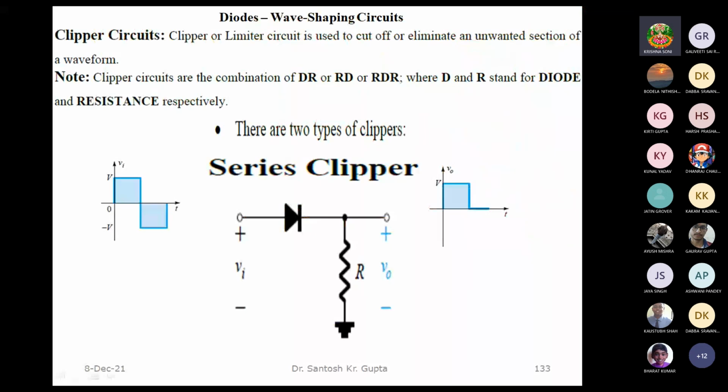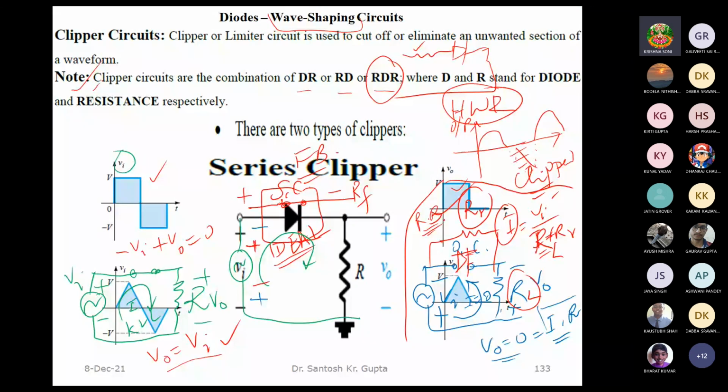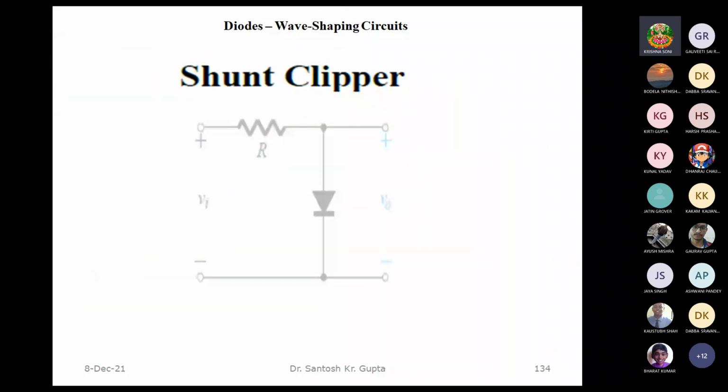So, irrespective of the kind of input signal, whether it is triangular, sawtooth, or sinusoidal, for every type of input signal, this will behave similarly. Another case could be that instead of connecting the diode in series, we connect it in parallel with the load.